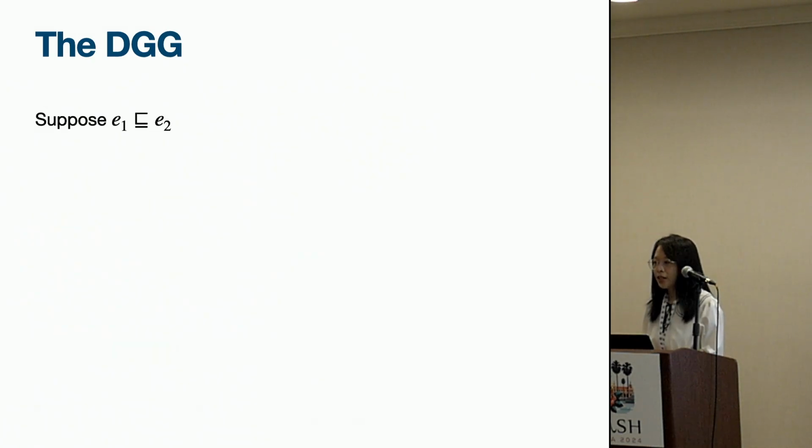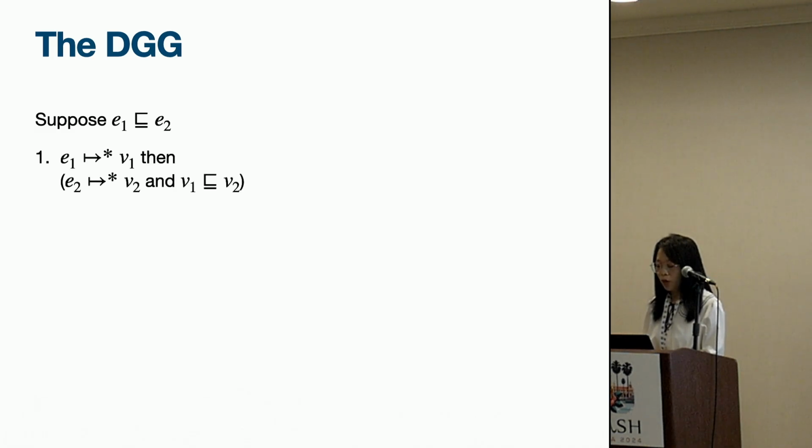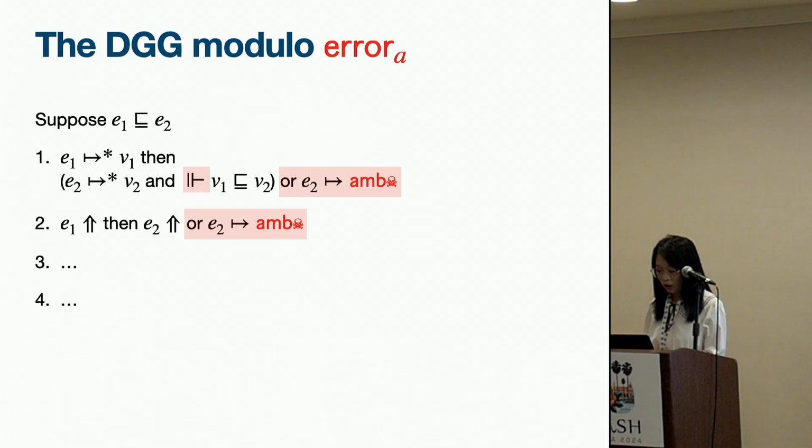So here is the original DGG, which says if a more precise term E1 reduces to a value, then E2 reduces to a value, and the two values are in imprecision. And also, if E1 diverges, then E2 diverges. And there are two more cases. So we prove the DGG modulo ambiguity error.